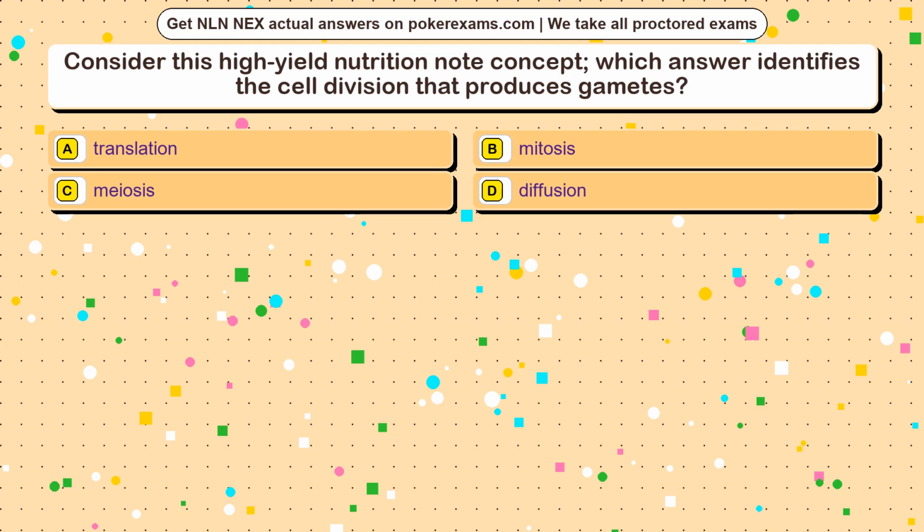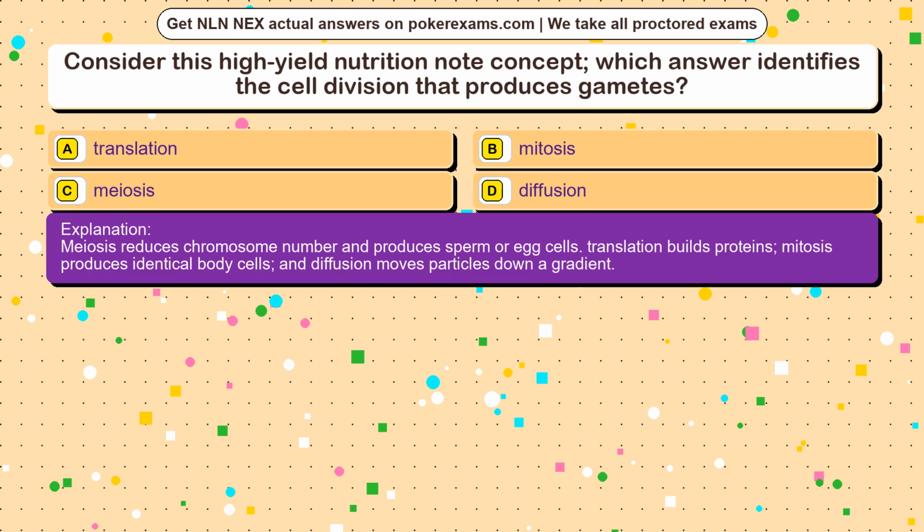The correct answer is option. Meiosis reduces chromosome number and produces sperm or egg cells. Translation builds proteins. Mitosis produces identical body cells, and diffusion moves particles down a gradient.